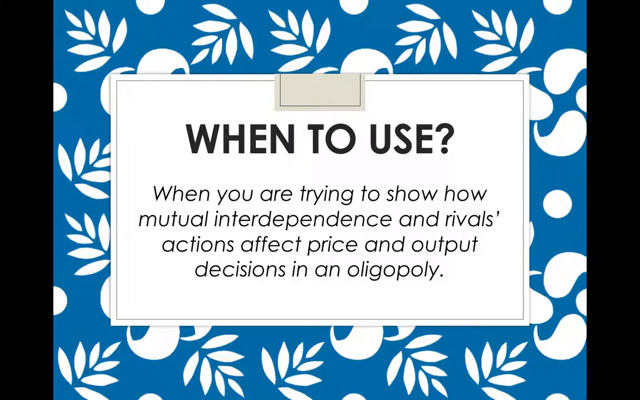So when do we use the kink demand curve diagram? We use the kink demand curve diagram when we are trying to show how mutual interdependence between rival firms in an oligopoly, and we're trying to show how rivals' actions affect the price and output decisions in an oligopoly.